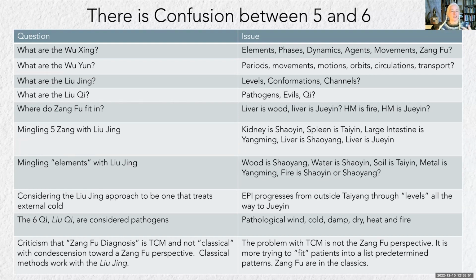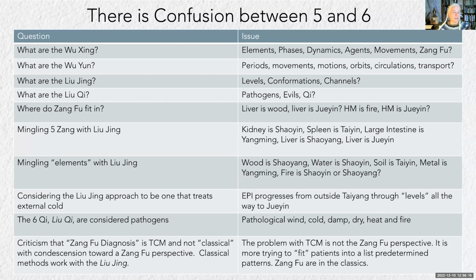And what are the 6 Qi? Are they pathogens? Are they evils? We have the 6 Qi, which is wind, cold, damp, dry, heat, and fire. Like, what are they? Are they pathogens? Are they evils? And there's confusion about that. And then where do the Zangfu fit in?